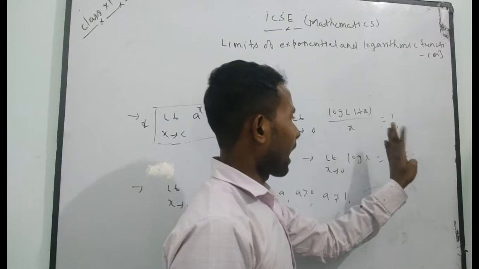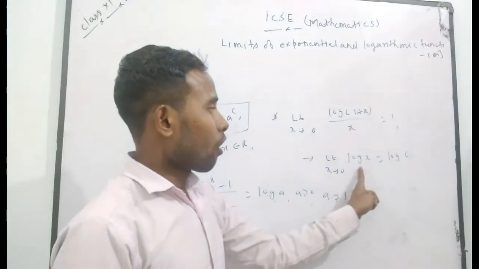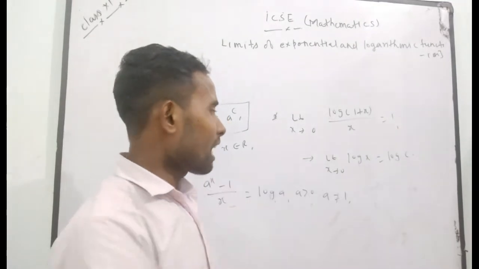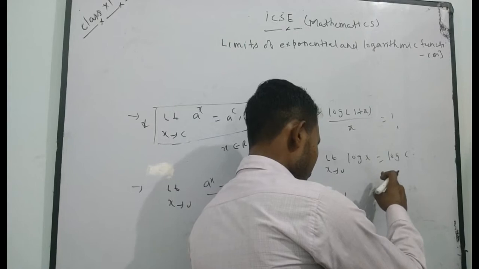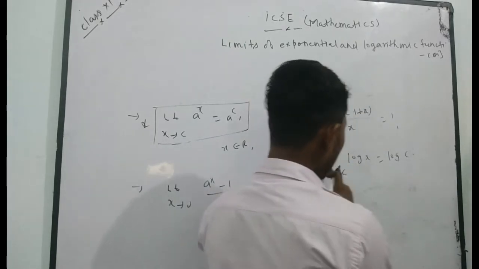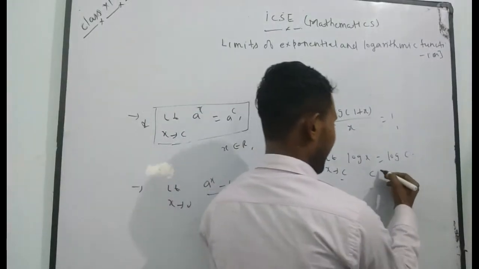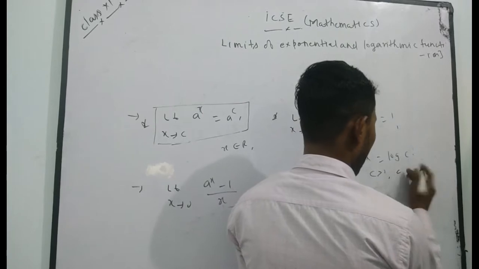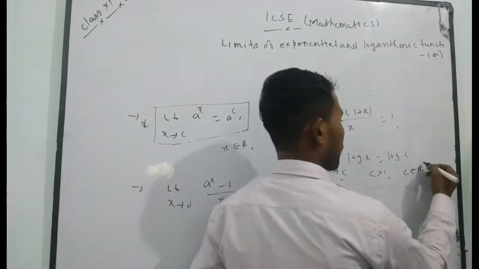Now I will give its proof. When x tends to c, log x is equal to log c, because c is a finite number, c is greater than 0, that means c belongs to the positive real numbers, not negative.